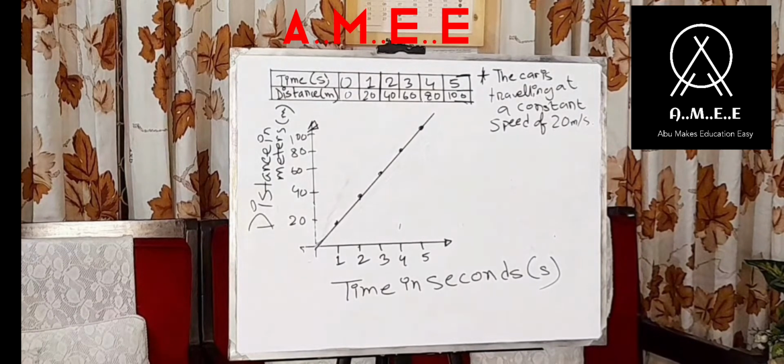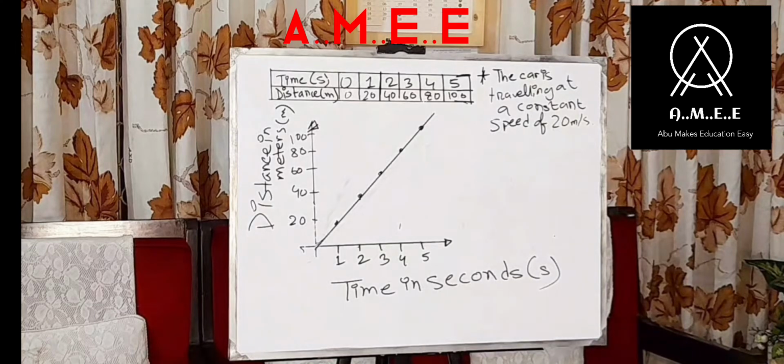Once you have plotted the coordinates of time and distance, you put a line through the origin of the graph. You're seeing here that a line is passing through the origin of the graph. So this means that it's a constant speed. The car is moving at a constant speed of 20 meters per second. I have already written: the car is traveling at a constant speed of 20 meters per second.